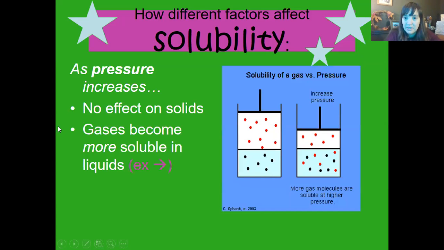And this is a picture of that. So you increase the pressure, it's like you're squishing those gases into the liquid. They become more soluble.